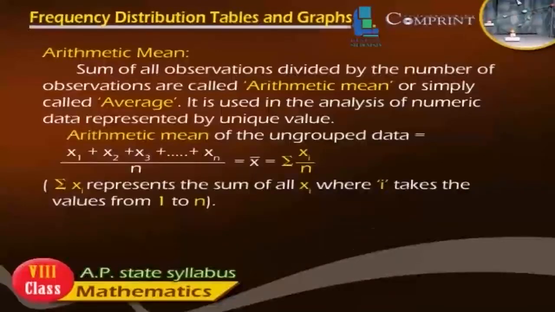Arithmetic mean. The sum of all observations divided by the number of observations is called the arithmetic mean, or simply the average. It is used in the analysis of numeric data represented by unique values. Arithmetic mean of the ungrouped data equals x1 plus x2 plus x3 plus so on plus xn, whole divided by n, equal to x bar equal to sigma xi by n, where sigma xi represents the sum of all xi, where i takes the values from 1 to n.